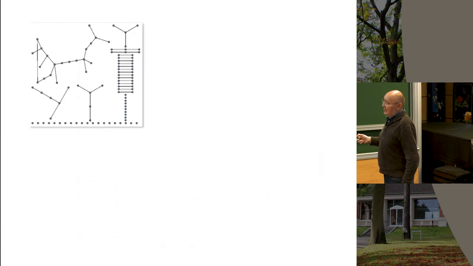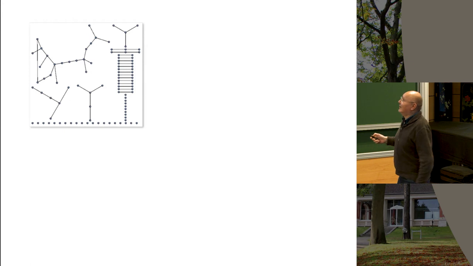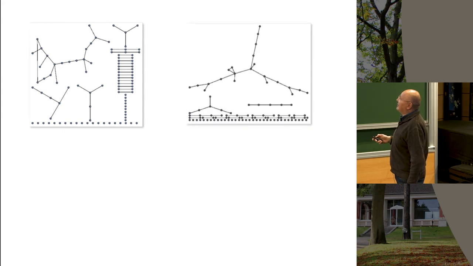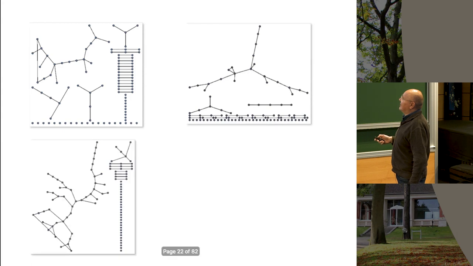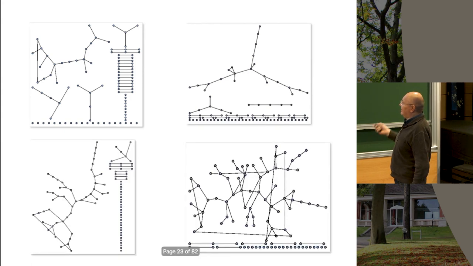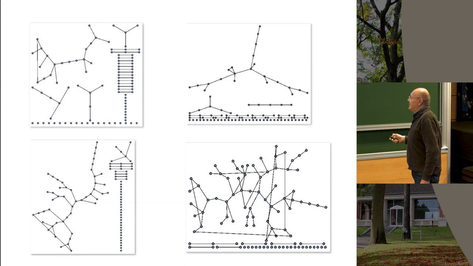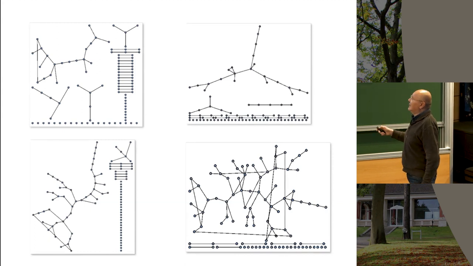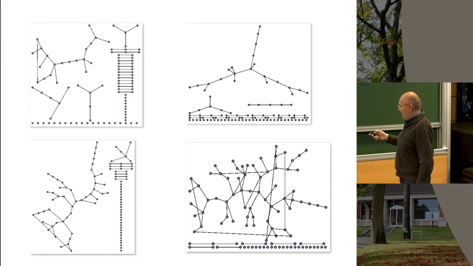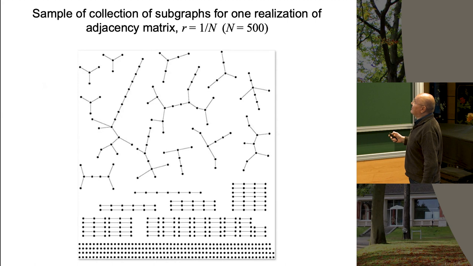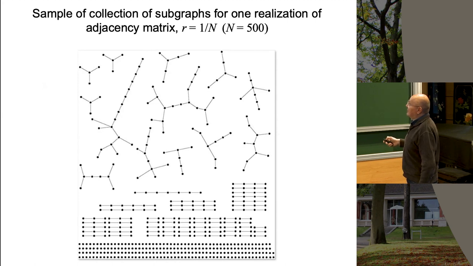Then I will get more complex structures. Increasing the probability, you see, they become more and more complex, and finally I have some circles, some loops, and so on. This I don't care about. My situation is more or less here, and this is a sample of a collection of subgraphs when n is large, and you see trees, some fraction of trees, and linear subchains. Okay.